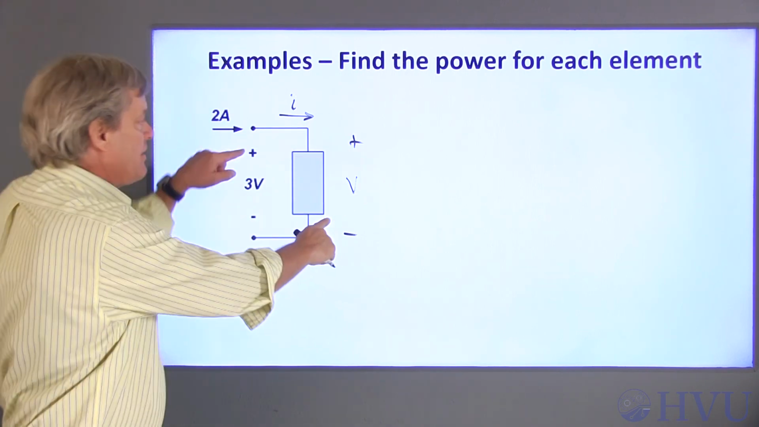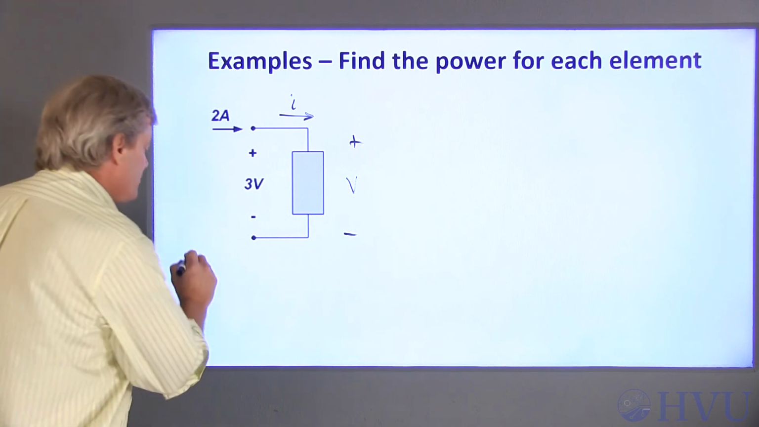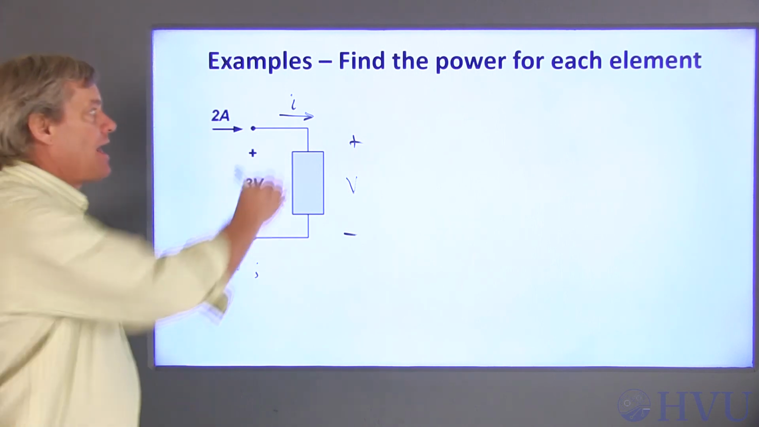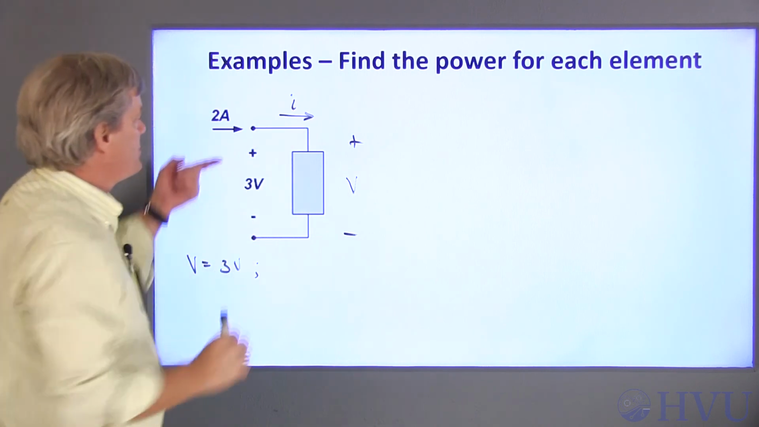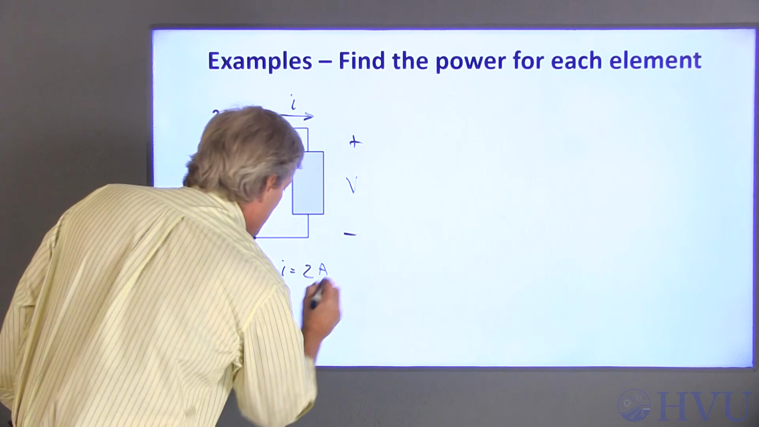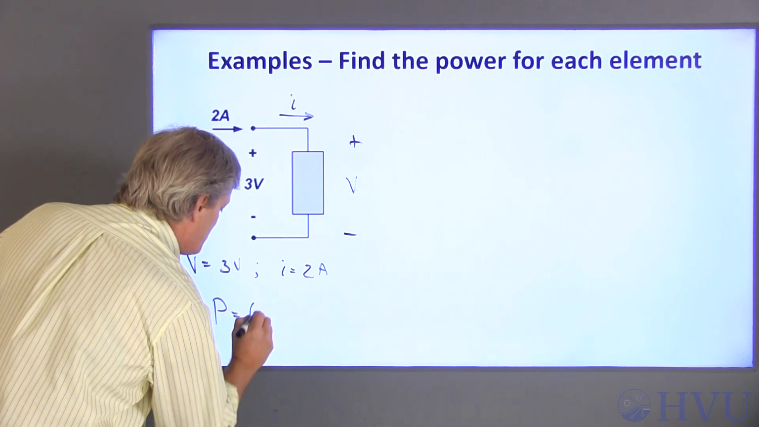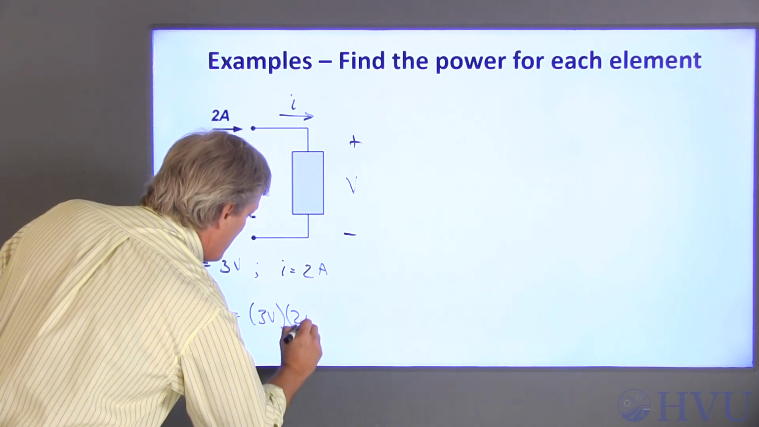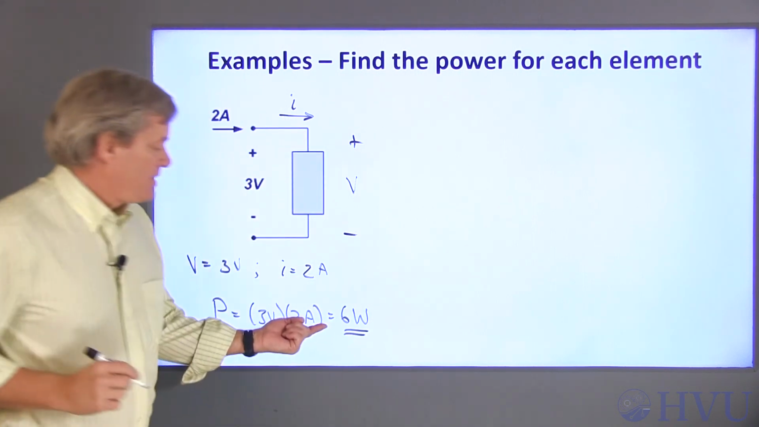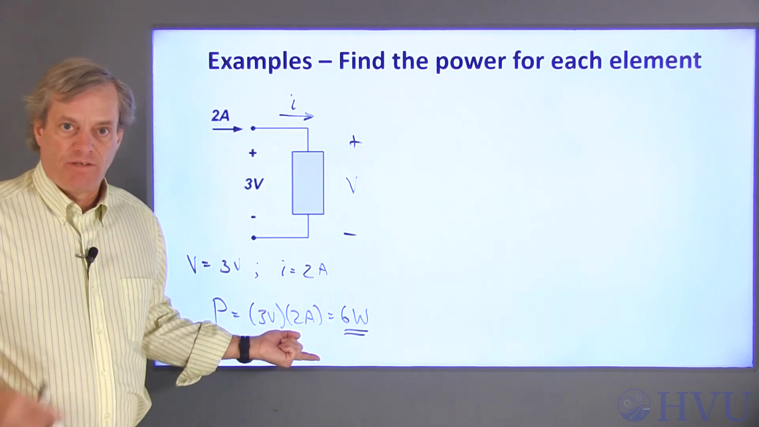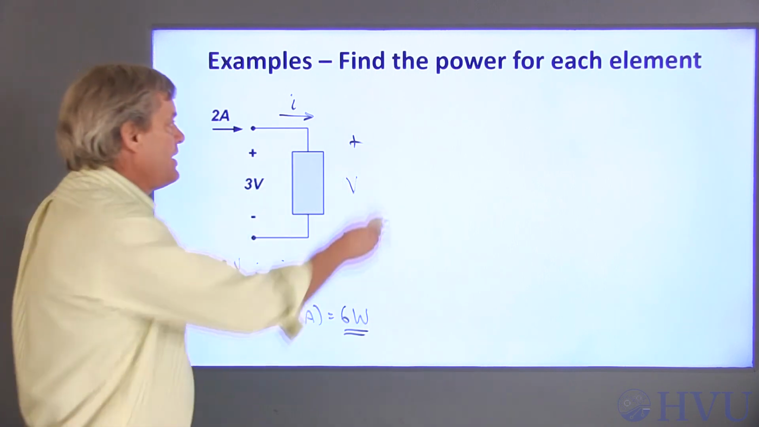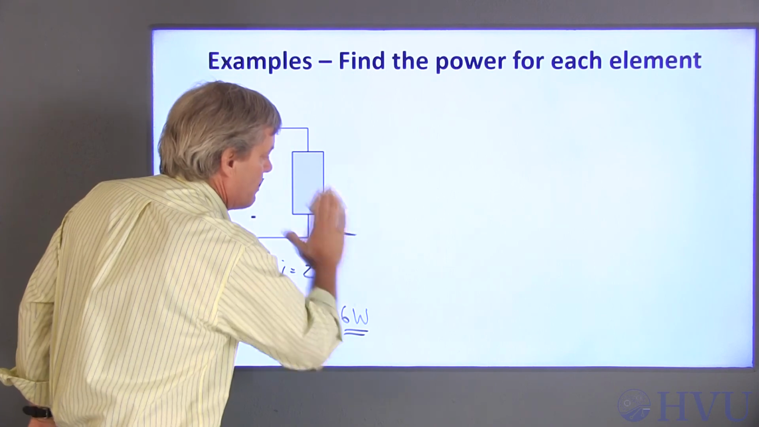This assumed polarity is the same as the actual polarity, so that voltage is positive 3 volts. Likewise, this assumed current direction is the same as this direction, so I is equal to positive 2 amps, and the power is 3 volts times 2 amps, which is 6 watts. So this element is absorbing 6 watts of electrical energy. My result here doesn't depend on what sign convention I use.